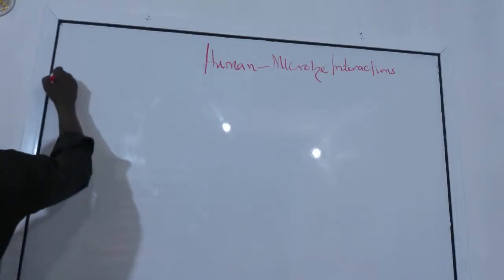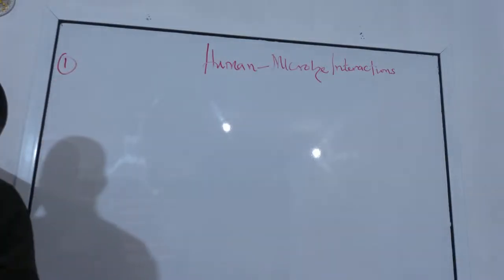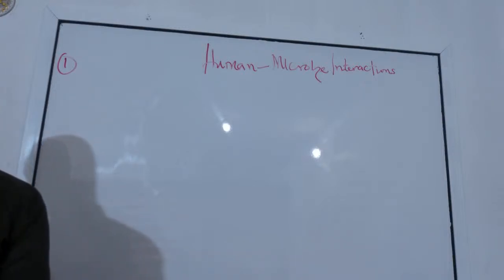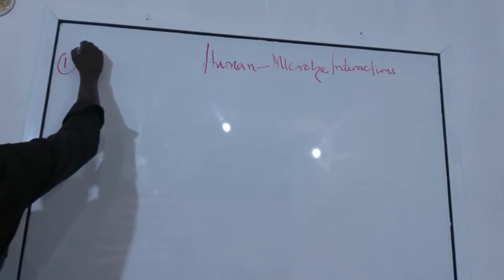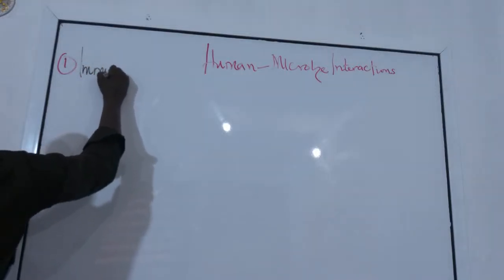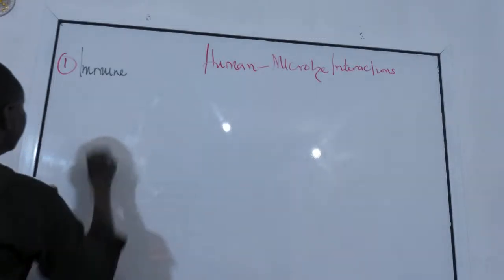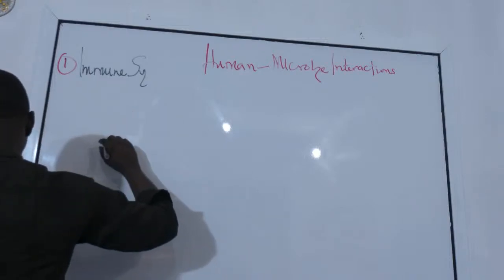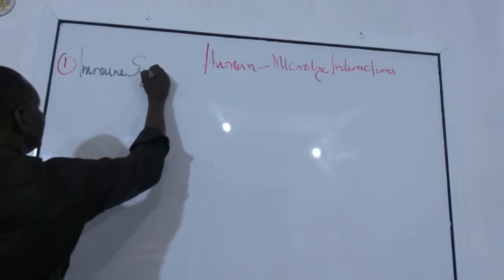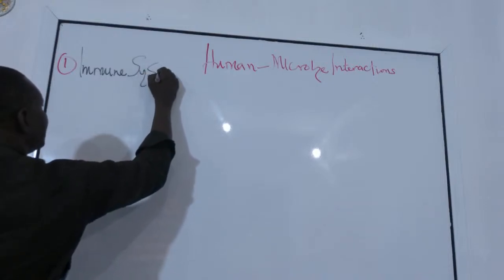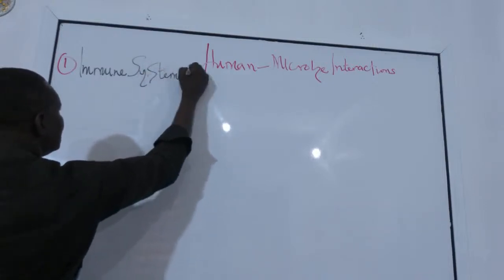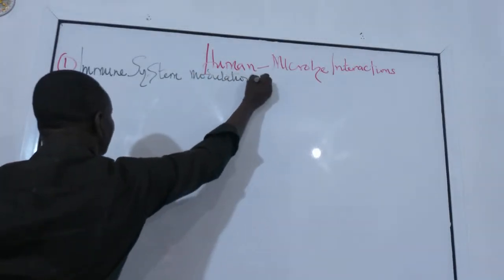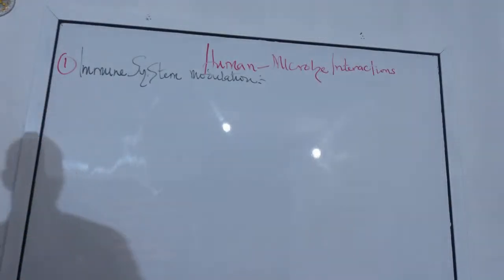So the first thing we are going to look at is the role performed by microorganisms in determining the immune system, or in contributing to immune system modulation. So the first one we are going to look at today is microorganisms as immune system modulators. We want to look at their role in modulating the immune system.